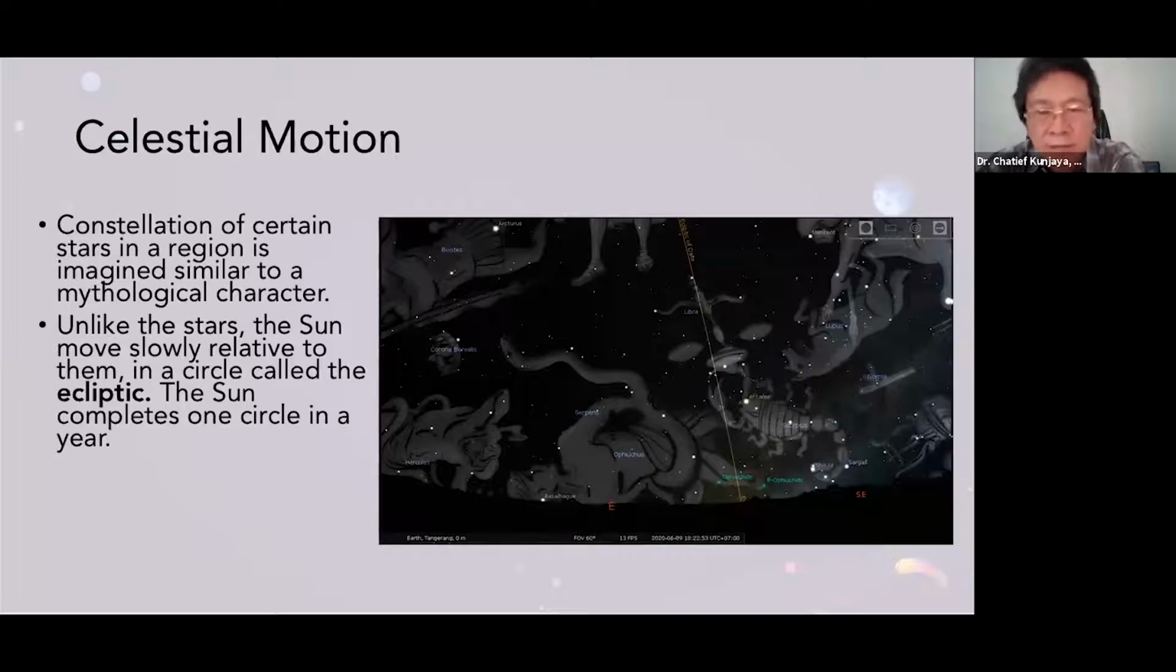There are 12 zodiac signs we know, but actually there are 13. There is one more zodiac which is not written in astrology. That is Ophiuchus. Can you see Ophiuchus here? Yeah, near the center. Yeah, that is Ophiuchus.